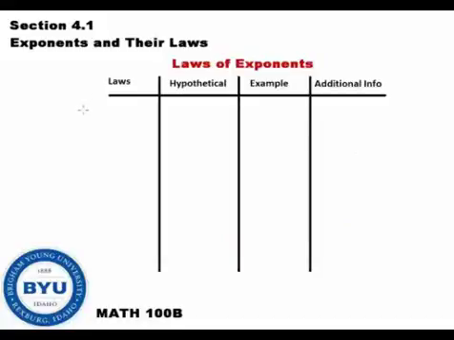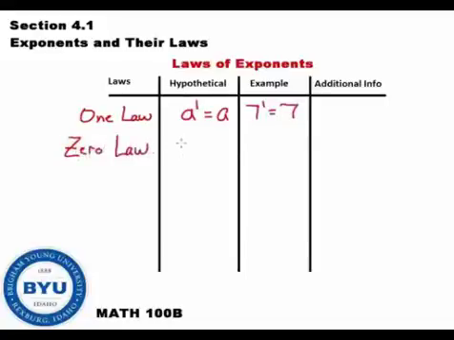The first one you're going to want to remember is called the 1 law. Whenever you have a value that is raised to the 1 power, you just get itself. For example, 7 to the 1 power is just 7. The other law that we want you to be familiar with is called the 0 law. The 0 law states that any value raised to the 0 power will always be 1.